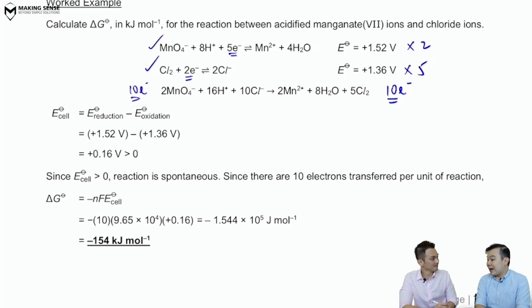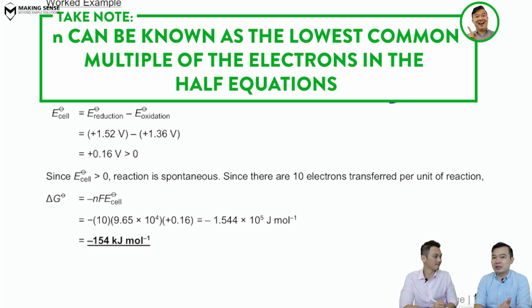So in the event that I multiply the equation by 2, that means that when I do the calculation, it must be 20 electrons, right? So in other words, I can think of it as the n is going to be the lowest common multiple of the electrons in the half equations. That's right.